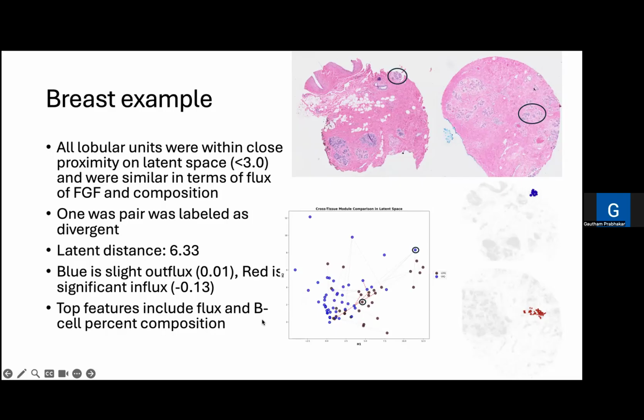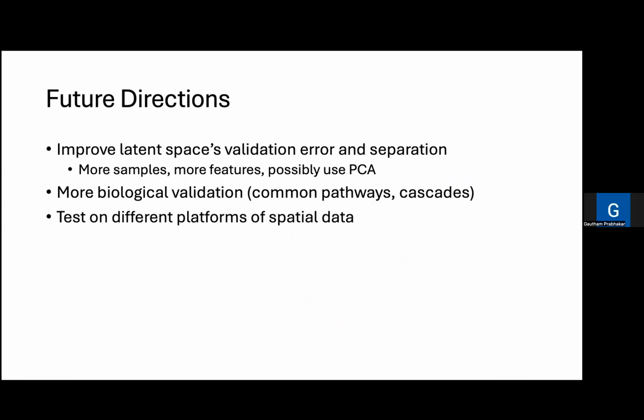So I also do a feature importance test to see which features separate regions, like different modules in the latent space. And the top two features were the flux and the B cell percentage composition. So that's why they're indicated by a gray line versus a red line, indicating that the B cell percent composition was that significant that it caused it to separate that much in the latent space. So those are the components of the method that we were trying to develop.